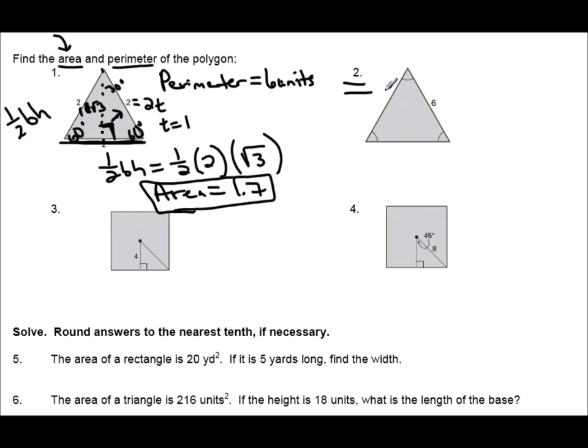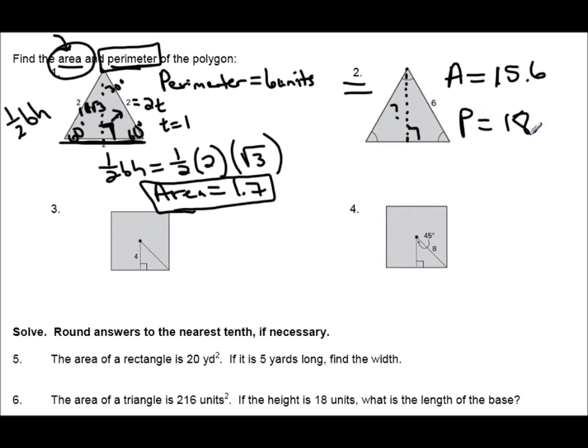Okay, so I'd like for you to try number 2. This time it might be easy for you to draw your altitude here. So we're looking for the height, and we know that this is an equilateral triangle. Pause the video and see if you get what I get for the area of the triangle. And you should have gotten the area is 15.6. If you didn't, raise your hand or ask a neighbor. Now pause the video and see what you get for the perimeter of the triangle. And the perimeter of the triangle should be 18 units.